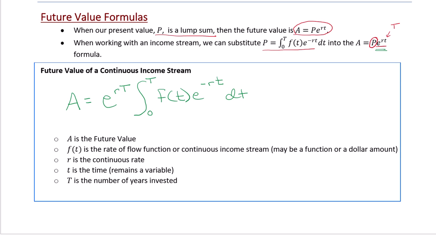A is the future value, f(t) is the rate of flow or continuous income stream, r is the continuous rate, little t is the time, it remains a variable, and capital T is the number of years invested.